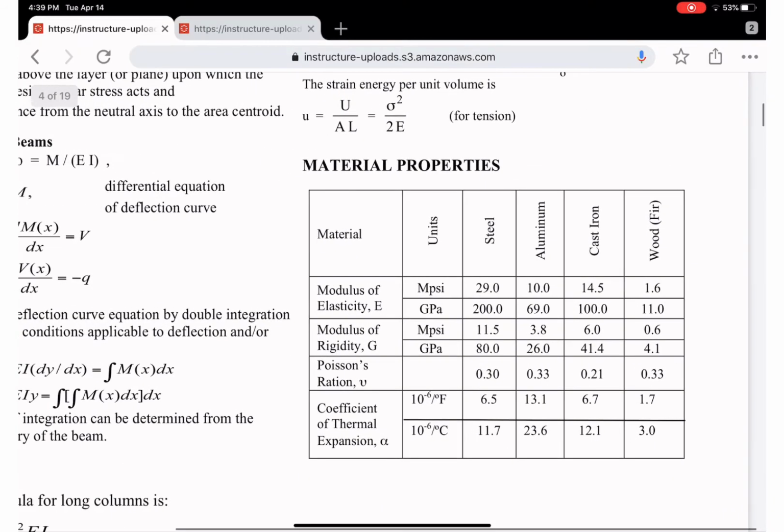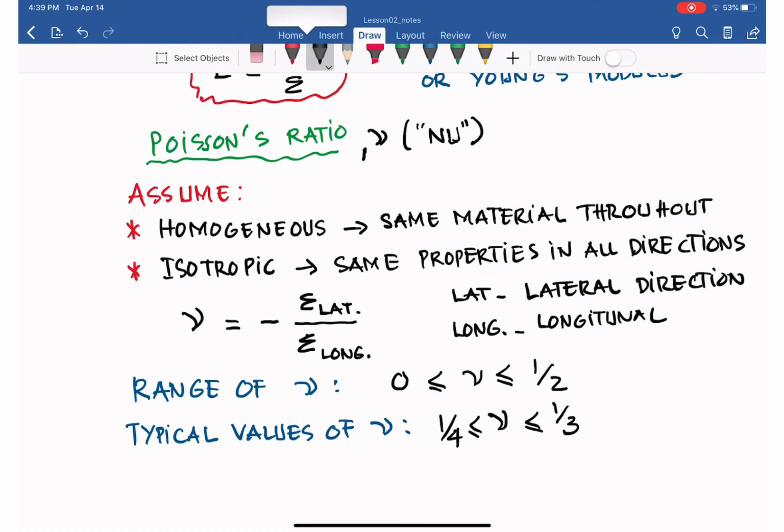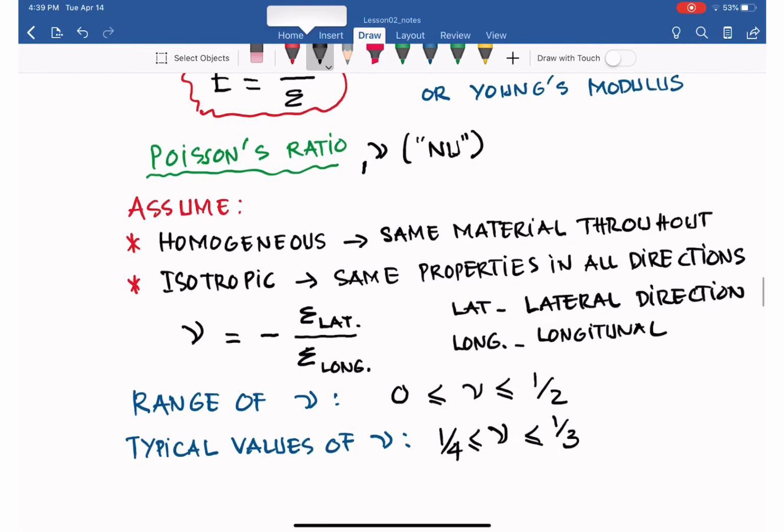As you can see, going back to the lesson, you see nu in that range for different materials. So I'll go demonstrate what Poisson's ratio is about, what the normal strain in the lateral direction and the normal strain in the longitudinal direction are. You should then practice worksheet 2D before we talk about the actual deformation next.